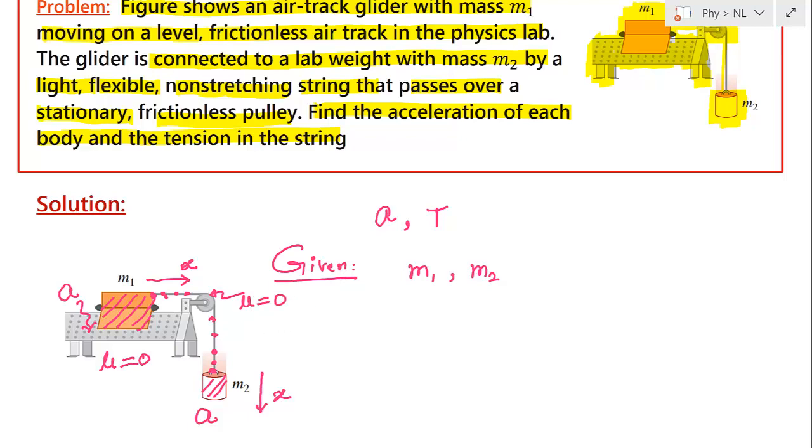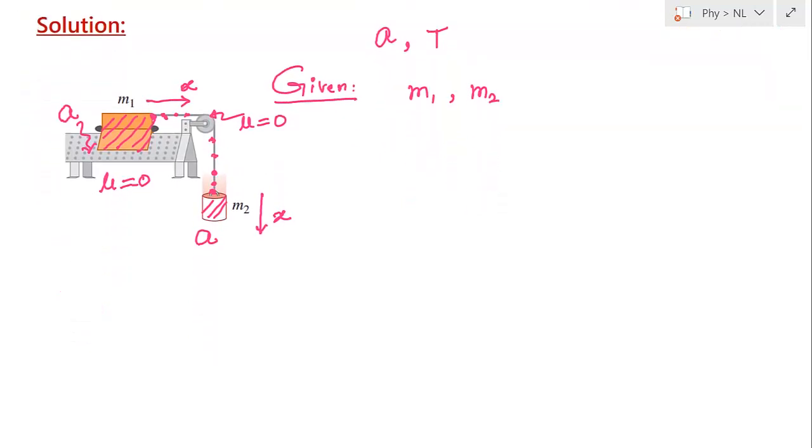Now how will we solve this problem? In this case this object and this object are not having the same acceleration, because one is moving along the y direction and the other is moving along the x direction. So they have the same magnitude but the direction is different, and that's why we cannot consider a composite system. We have to consider two separate objects, one is the glider and the other is the bait m2, and we have to draw the free body diagram and then we can solve the problem. So let us first draw the free body diagram for the glider.